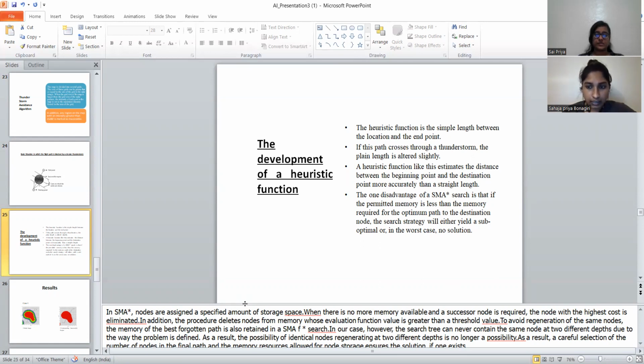In our case, the search tree can never have the same node at two different depths because of how the problem is defined. As a result, the chance that two nodes that look the same could grow at different depths is no longer possible. Choosing the right number of nodes in the final path and enough memory for them ensures the solution. Next slide.